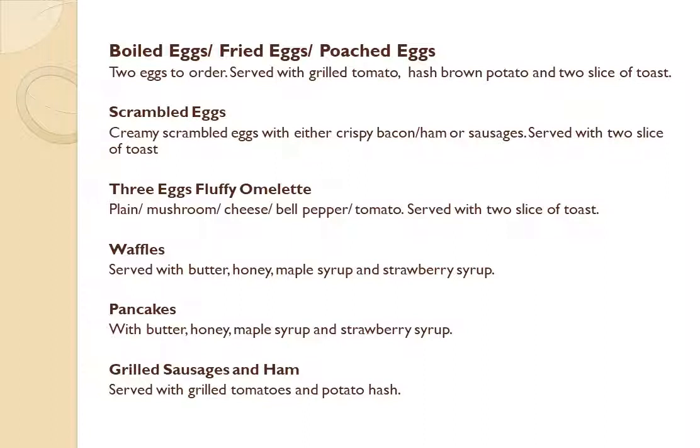And in these sausages also we can provide two options to the guest. The guest can have the chicken sausages or the pork sausages. The bacon and ham basically come from the pork only. So while taking the order of the scrambled egg, we'll have to ask the guest, sir, would you like to have scrambled egg with bacon or ham or sausages?